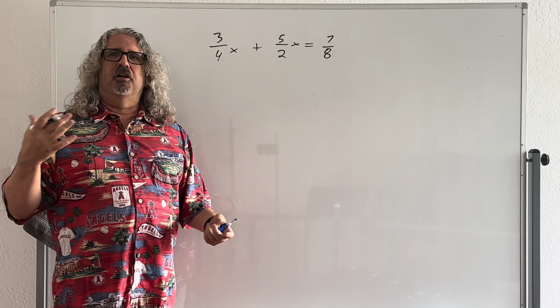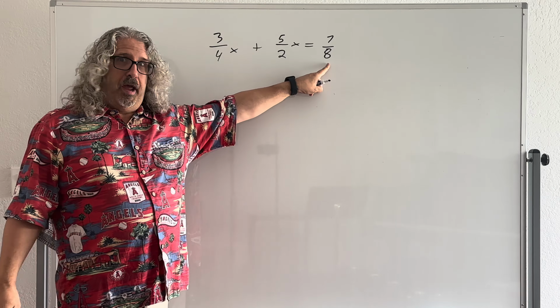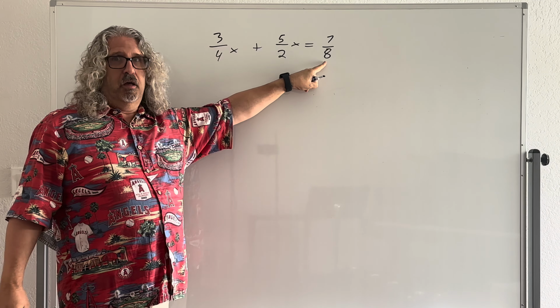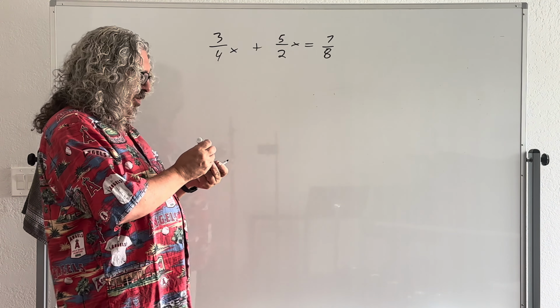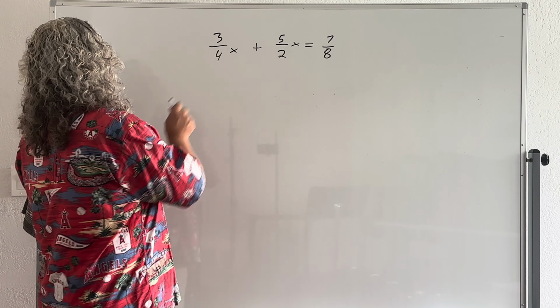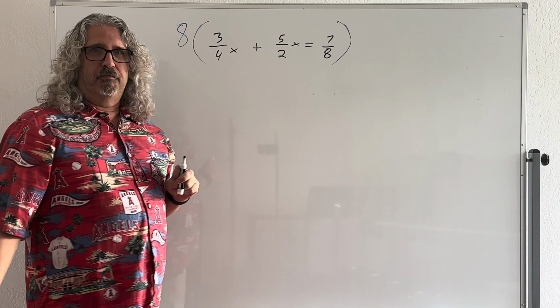Well, always take the largest number and see if everybody will go in. The largest number is 8. 8 will go into 8. Will 2 go into 8? Uh-huh. Will 4 go into 8? Uh-huh. That's really, really good. So let's just go ahead and multiply this whole thing by 8, and that'll get rid of all of them.